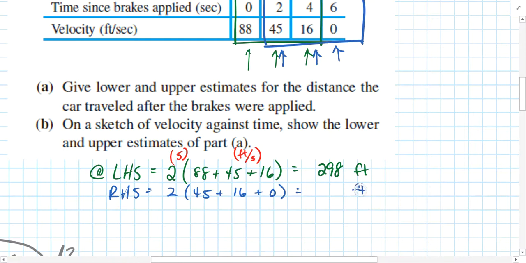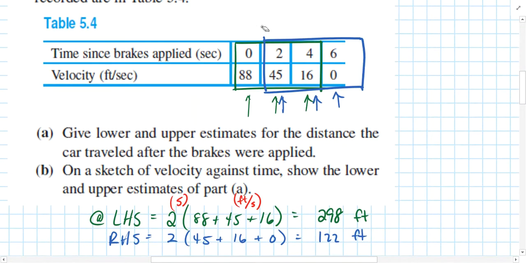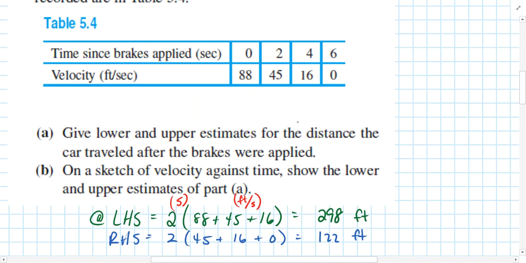In the second example, we again obtain feet as our unit. Seconds times feet per second reduces to feet, and this calculated result is 122. Now, we really had to use a left-hand sum and a right-hand sum here because we only had a handful of data points. If I wanted to use a midpoint sum like we had established in the last example, it would have been necessary for me to identify essentially the velocity at time 1, 3, and 5, and we just didn't have that information provided to us.